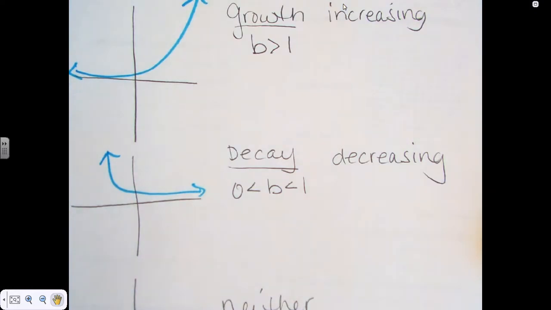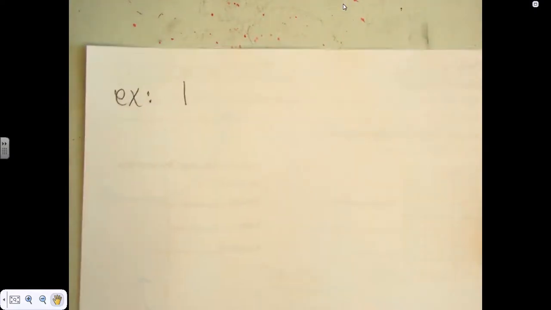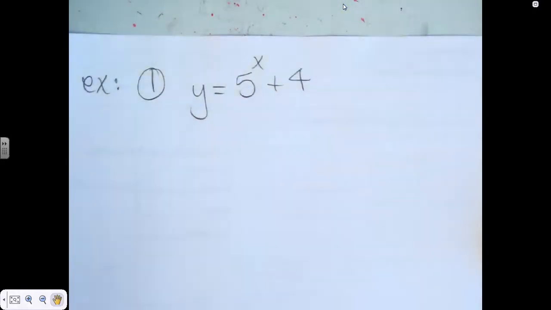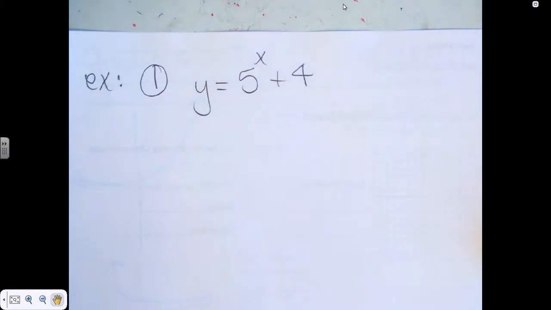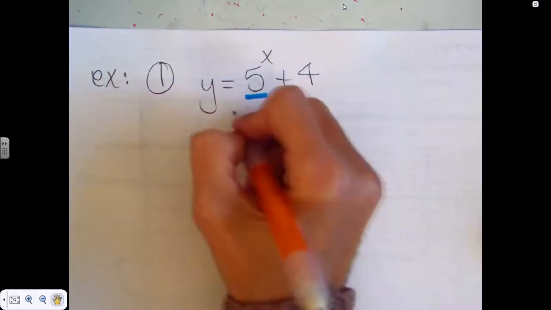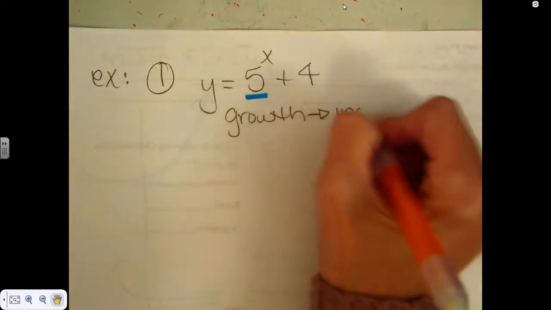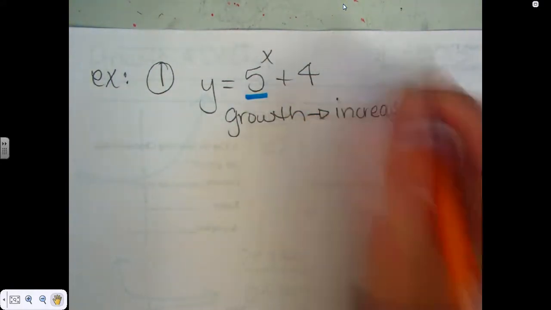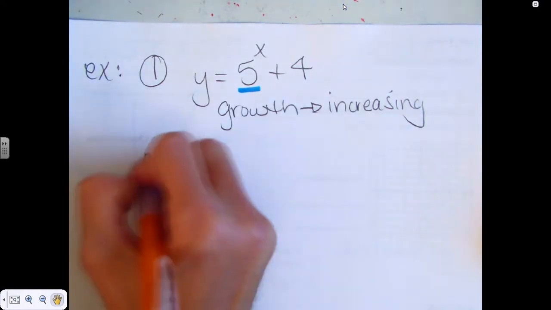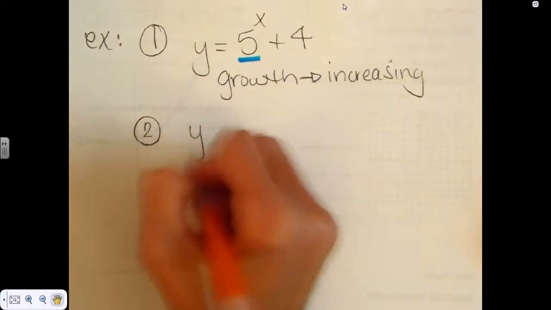Okay. So now, if I give you example number 1. If I say y is equal to 5^x plus 4, and I want to know if this is a growth or a decay, you would look at your b, and you would see that b is 5, which is greater than 1, which means this is a growth, which means it's increasing. What about this one?